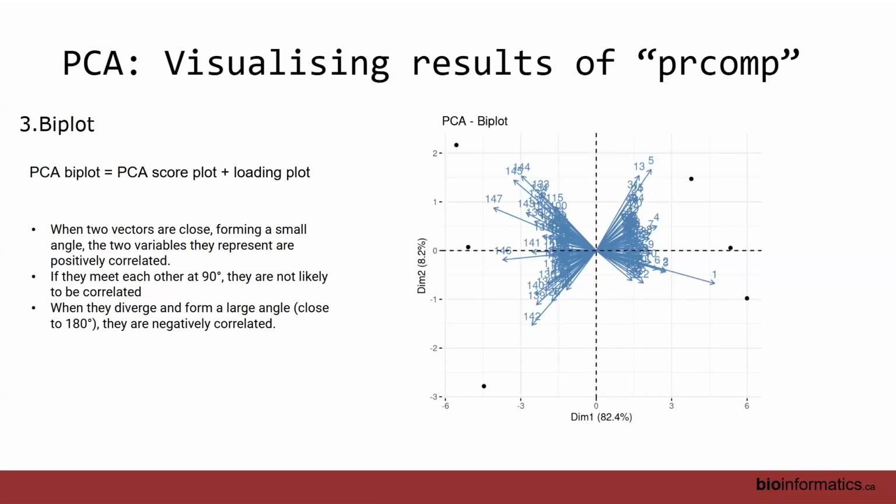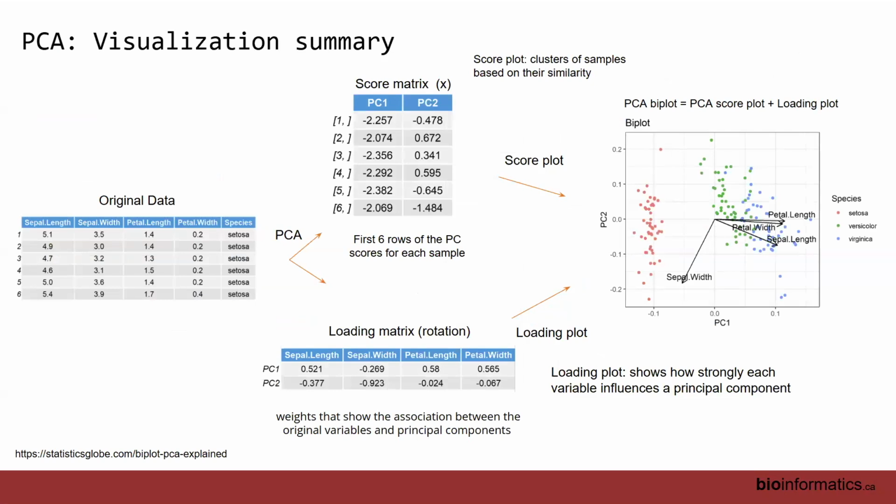All right. So we're going to quickly cover this alternative way of visualizing the data. But before that, just a quick summary of what we learned. We have the original data, we perform PCA, we have the loading matrix, and the weights show association between the original variables and PCs, and the score matrix, which was samples versus PCs, right?